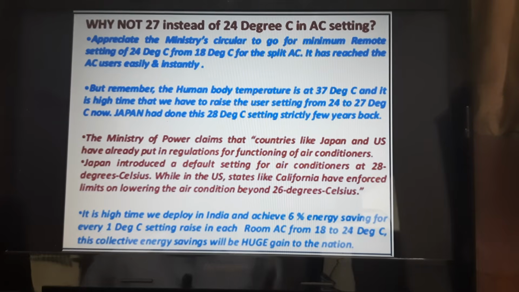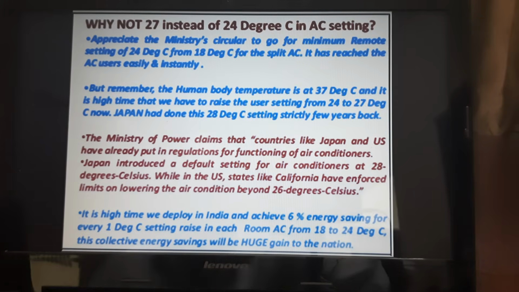And in the US, say in California, they are maintaining above 26 degrees, and in China as well. These are all countries which are trying to maintain around 27 degrees. Then why not in India? We can also maintain our air conditioning room temperature at 27 degrees, and definitely it is a collective saving for each and every individual, for the society, and for the nation as such.